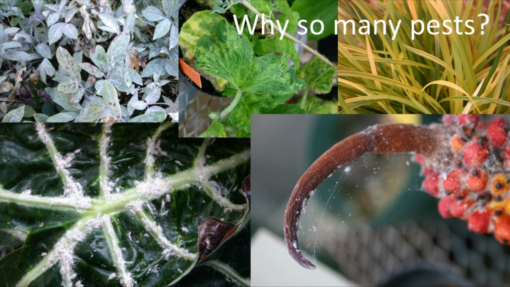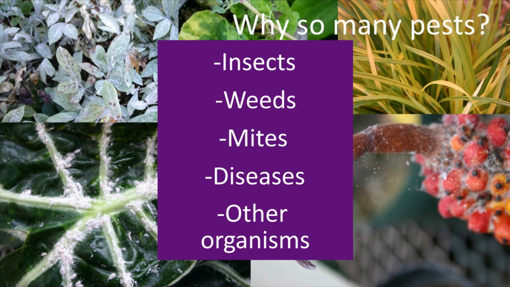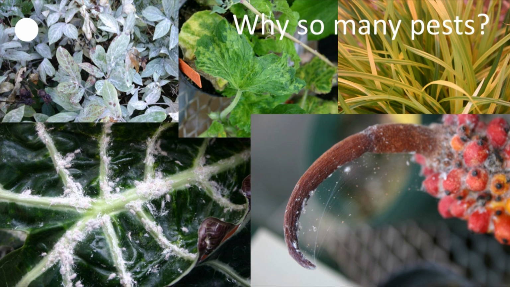Now, pest is a generic term for many of the problems that bother us in our gardens and on our farms. By pest, I mean any of a number of insects, weeds, mites, diseases, or other organisms that harm our plants. Here you see pictured a plant disease caused by a fungus, powdery mildew, another one on cucumbers, which is caused by a virus. You see the common weed, yellow nutsedge, an insect pest that harms many houseplants called mealybug, and finally spider mites, which are another common houseplant pest.